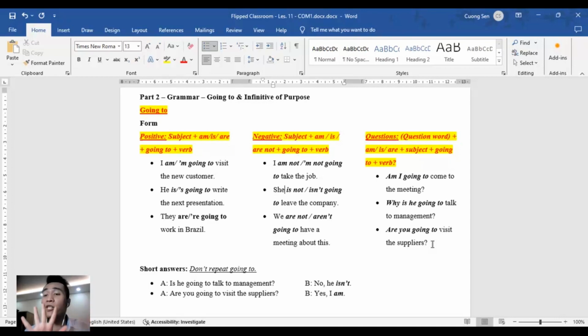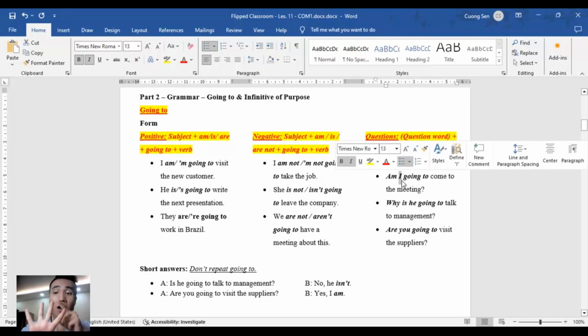Okay, so the question form is a bit different. First we have the question words, and we have am, is, are, and then the subject, and then going to, and then the verb. So that's done. Look at the example here. We do not have question words here, so just leave them out. We have am, is, are only. And then the subject is I: am I going to come to the meeting?